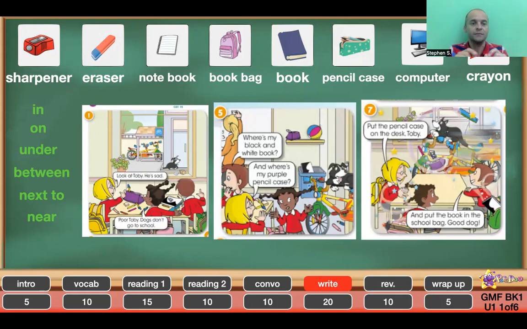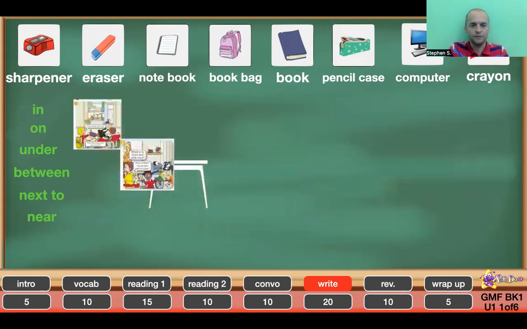Look at Toby, he said, poor dog, poor Toby, dogs don't go to school. Good, read panel number 5. Where's my black and white book? And where's my purple pencil case? I want the students to read so that I know they are focused on what I want them to do. Limit the confusion.